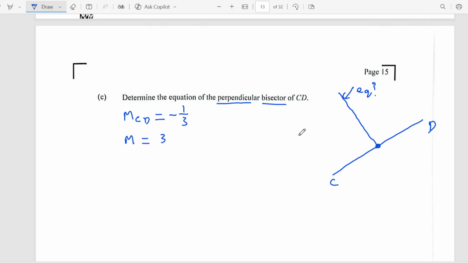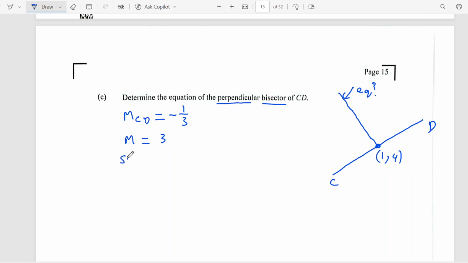So we know the gradient of the line is 3. We need one more bit of information before we can get the equation, which is the y-intercept. To get the y-intercept, we need a point on the line. Which point do we know on this line? Do we know any point on that line? Right. That is why they ask us to calculate the midpoint of CD. The midpoint of CD here is 1 and 4. So that point is also along this line, right? So we know what the gradient is and we know a point on the line.